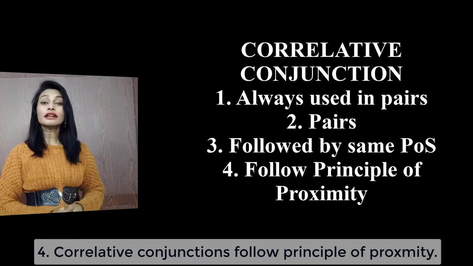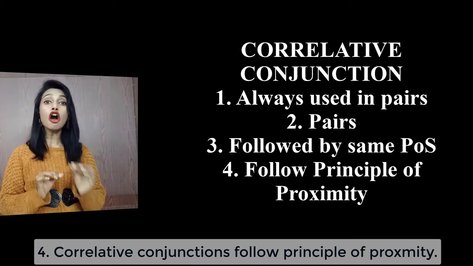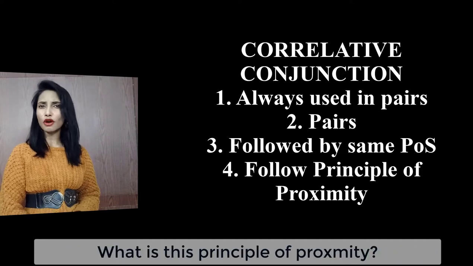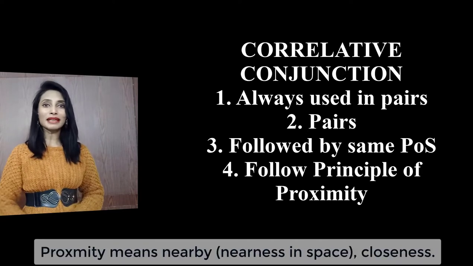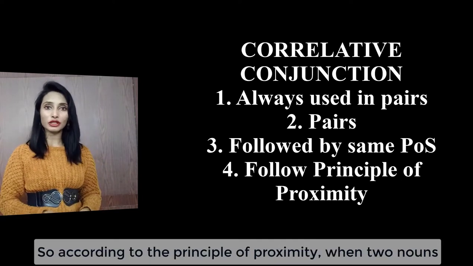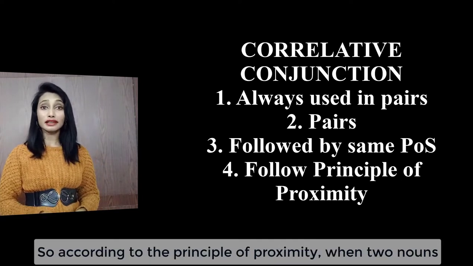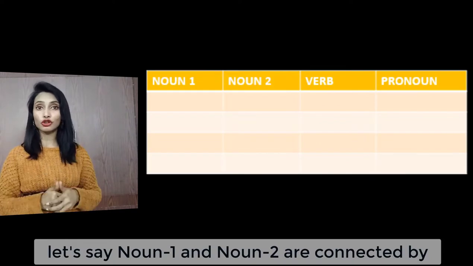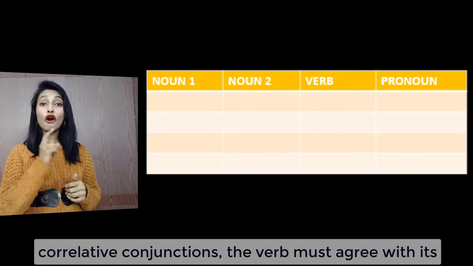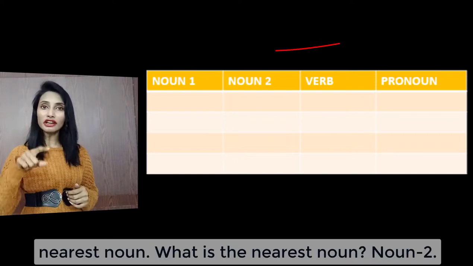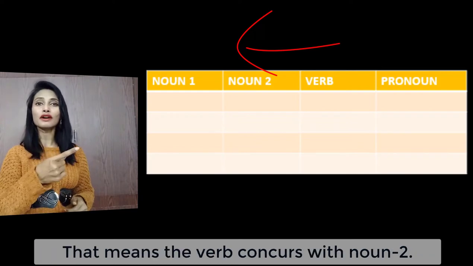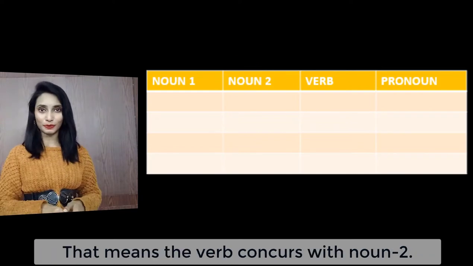Rule number four: correlative conjunctions follow the principle of proximity. What is this principle of proximity? Proximity means nearby, closeness. So according to the principle of proximity, when two nouns, let's say noun 1 and noun 2, are connected by correlative conjunctions, the verb must agree with its nearest noun. What is the nearest noun? Noun 2. That means the verb agrees with noun 2.